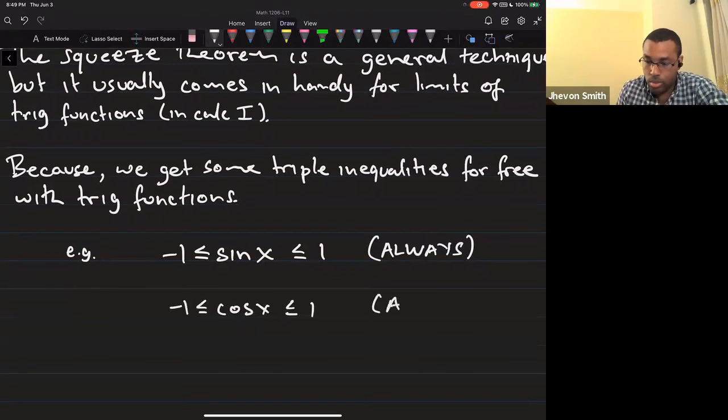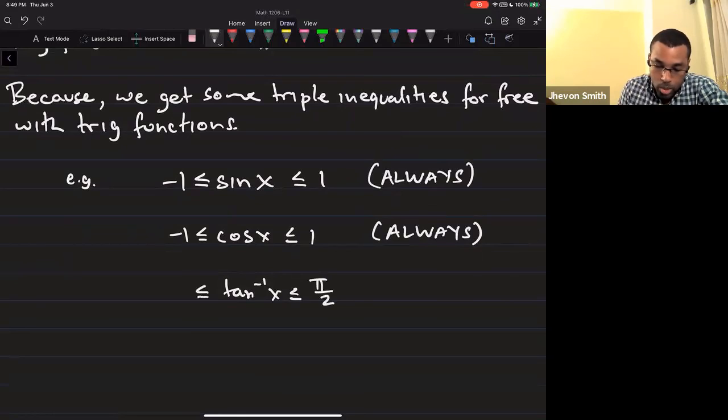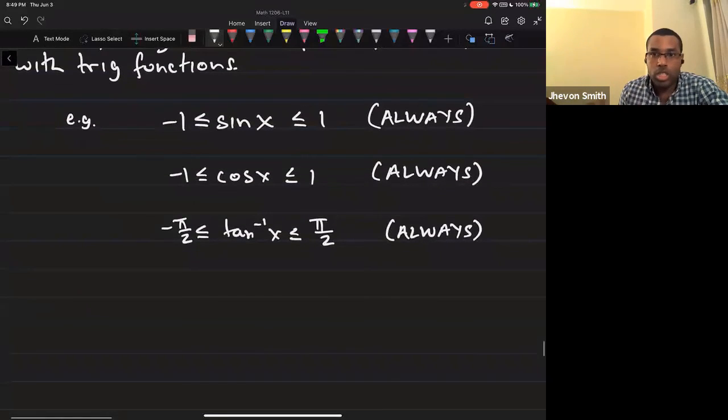Right? That's always true. We saw that with the arctangent. That's always between these guys. There's a lot of trig functions and inverse trig functions where just by knowing that function is involved, I can automatically put something on both sides of that thing.